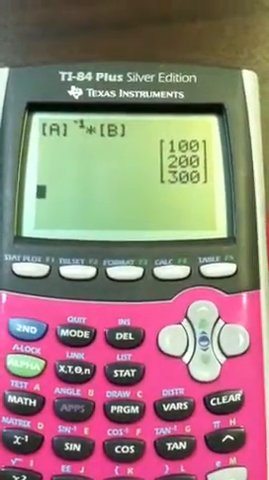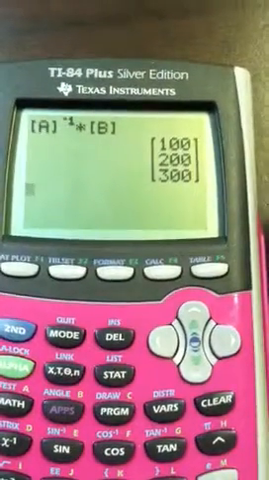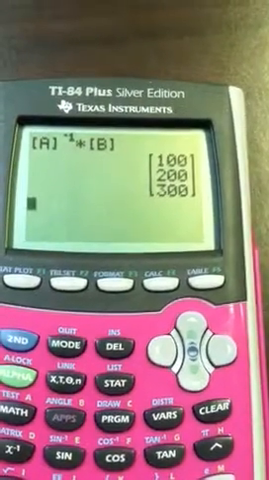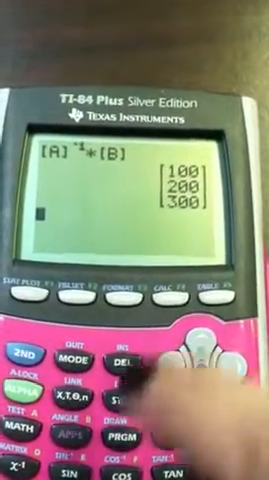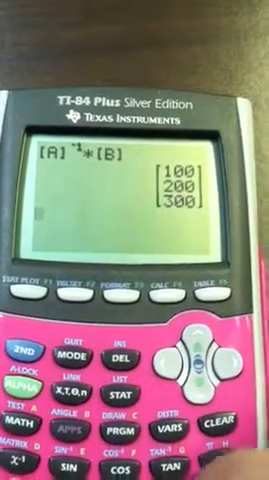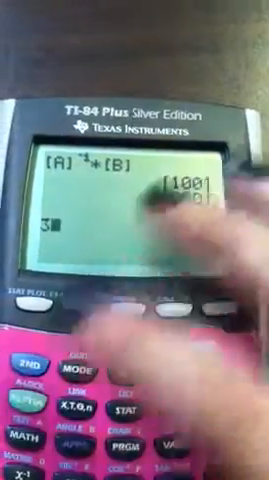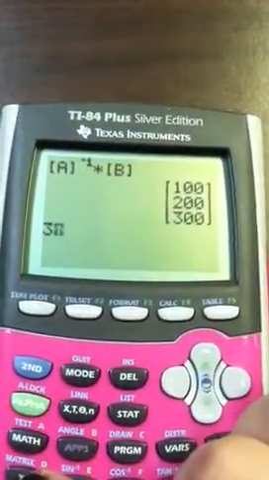All right, welcome back. We just did a little lesson on how to input our matrices into our calculator and how to multiply two matrices times each other. I just want to show you real quick, we can also use our matrices and multiply by a scalar.